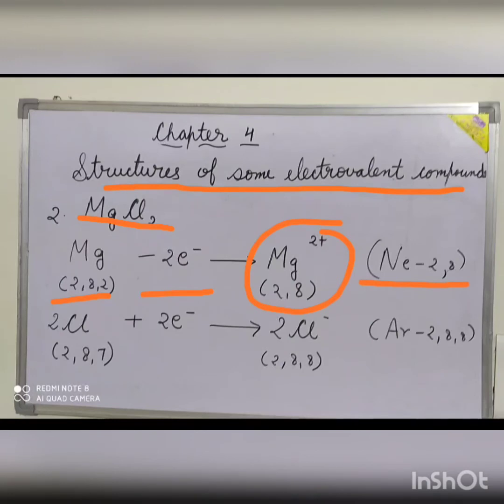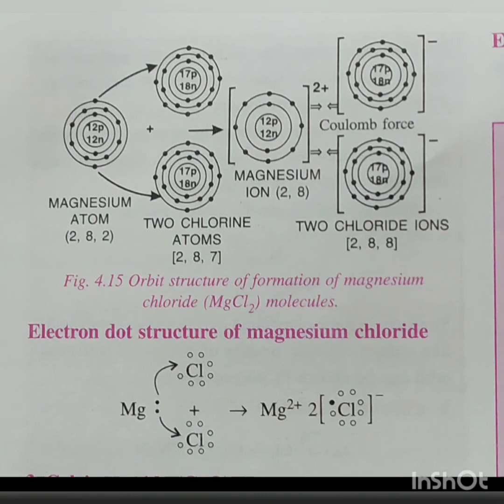Chlorine, the electronic configuration of which is 2,8,7, needs 1 electron. So the 2 electrons lost by magnesium will be taken by 2 chlorine atoms, and we will get 2 chloride ions with the electronic configuration 2,8,8, which is equal to the electronic configuration of argon, the nearest stable element. The orbit structure of the formation of magnesium chloride molecule is as follows.